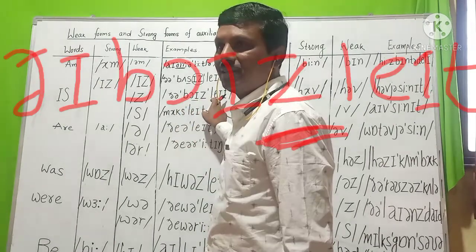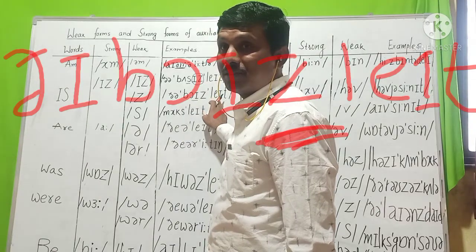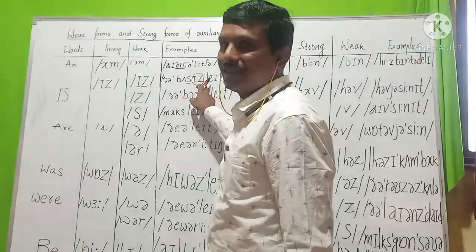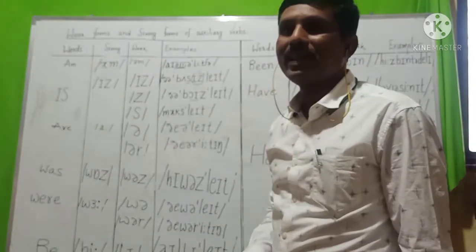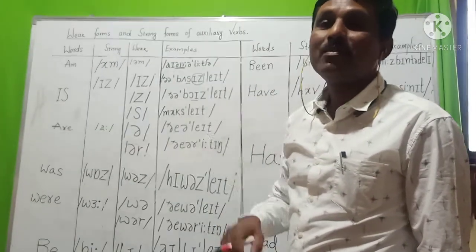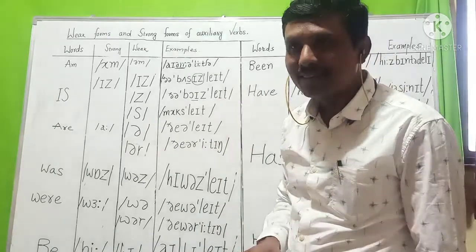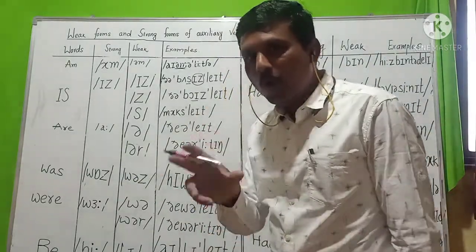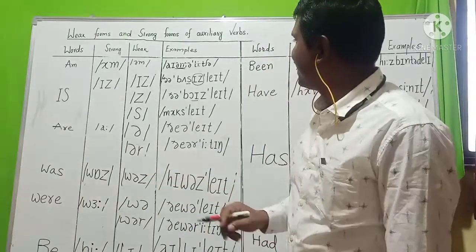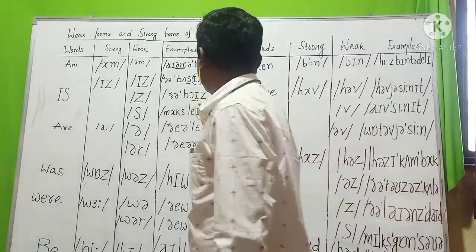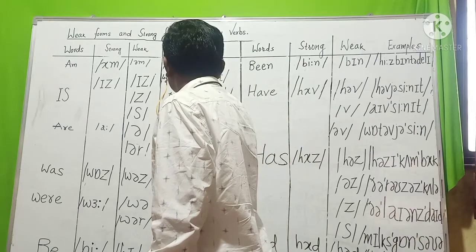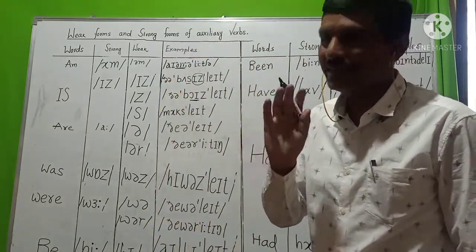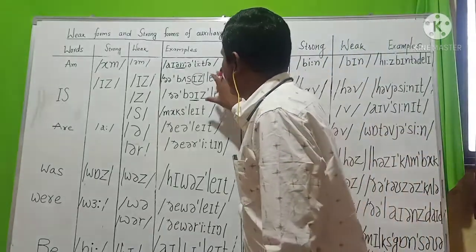The boy is late. Are you getting it or not? The boy is late. The bus is late. Say it. The bus is late. The boy is late. Okay, I suppose you've understood it. The bus is late and the boy is late. These are the two examples.